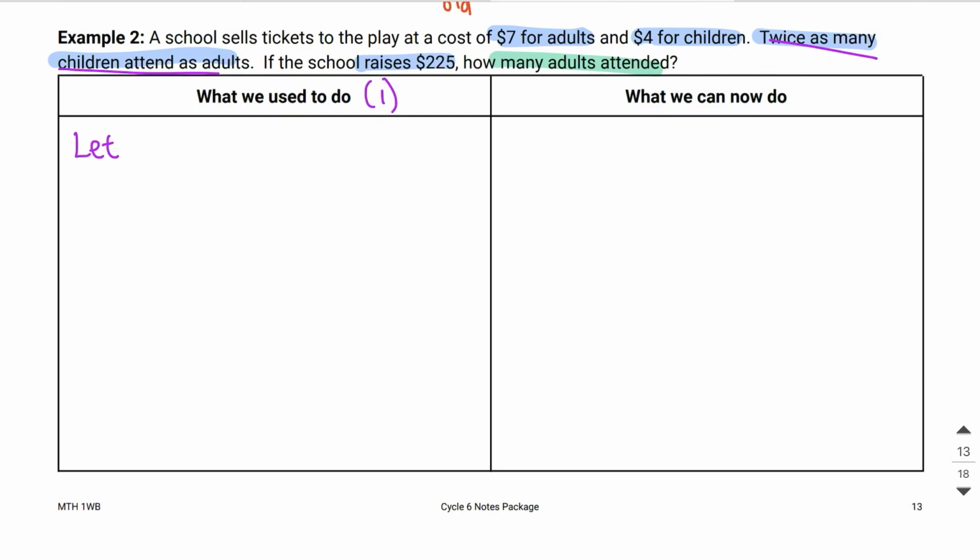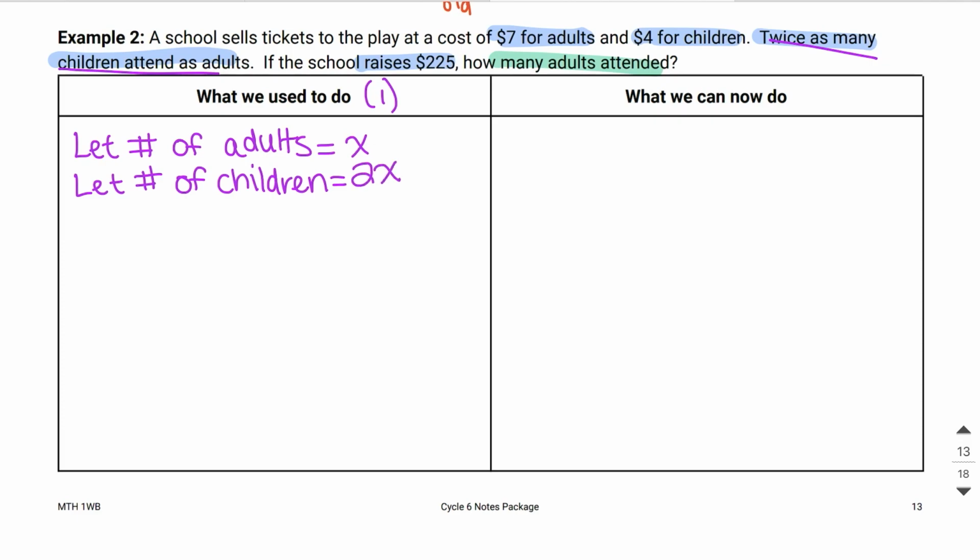Do not just say let adults equal or let adults be. We say let the number of adults equal, and we're going to call it X. And then because we're only using one variable, we're going to say let the number of children, and we know it's twice as many. So I'm going to take the number of adults and multiply it by 2. So I'm going to write 2x.